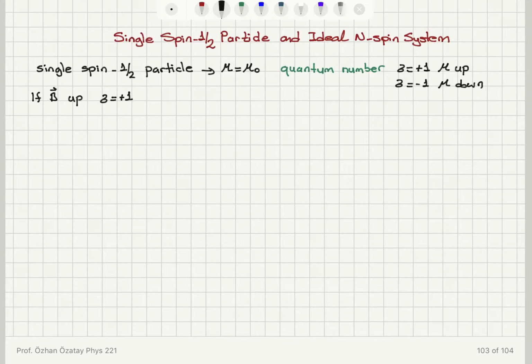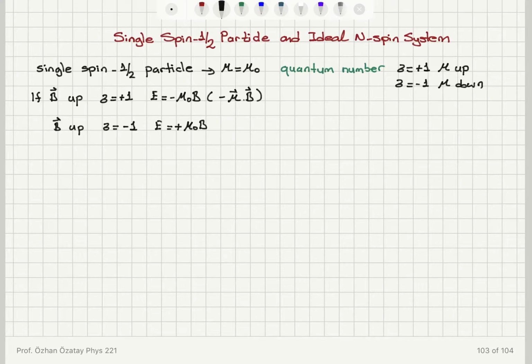That means the magnetic moment is parallel to the magnetic field, and the corresponding energy of the system is going to be given by minus mu 0 B. Remember, this is minus mu dot B. Basically, it's the dot product of the magnetic moment with the magnetic field. So it will be given by minus mu 0 B. And if I have the other situation, the external magnetic field is up, and the state of the system is such that sigma is equal to -1, that means the magnetic moment is pointing down, anti-parallel to the applied magnetic field. This will imply that the energy of the system is plus mu 0 B.